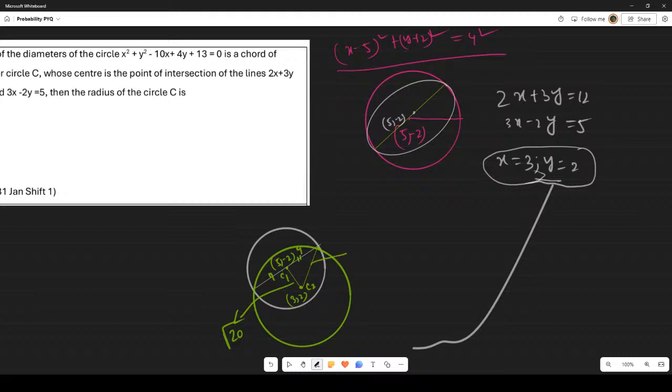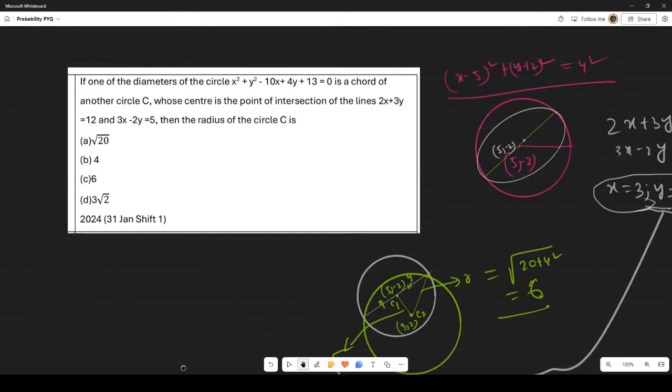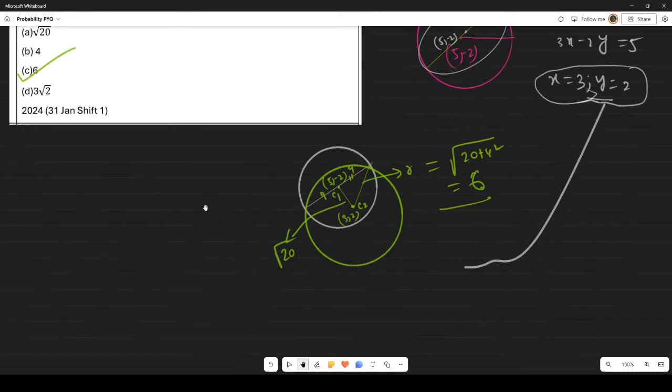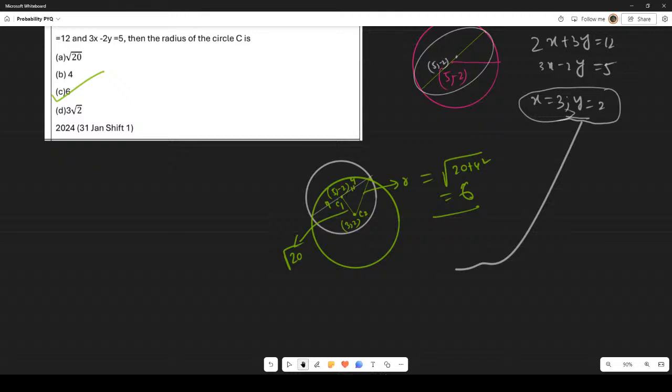What about this thing now? Root 36, 6. Under root 20 plus 16. 6 is your option or not? Yeah, 6 is your option. Clear? Go for next sum. I have shared with you. This is a very interesting sum. Number 6. Hurry up.